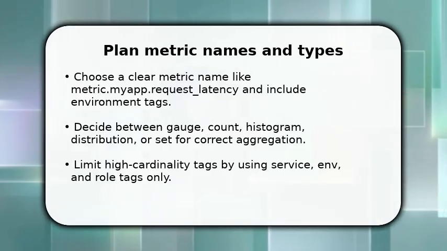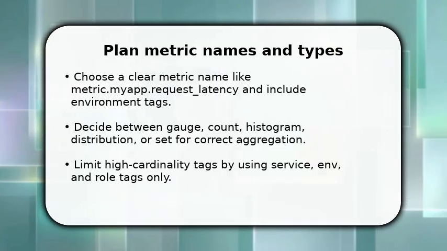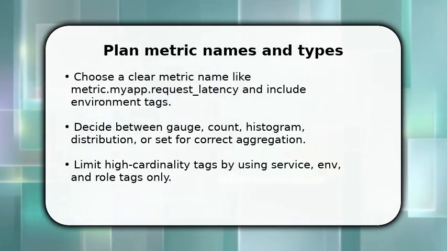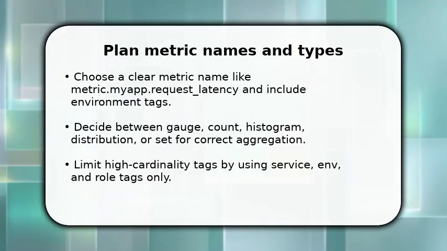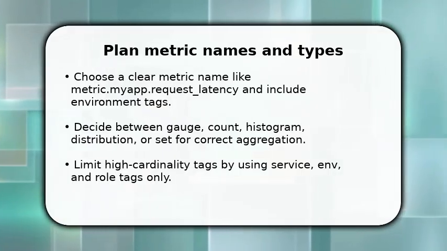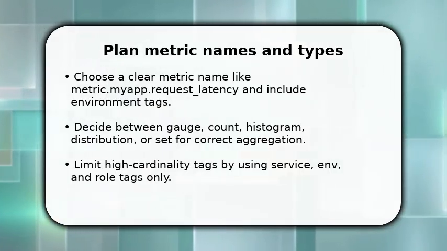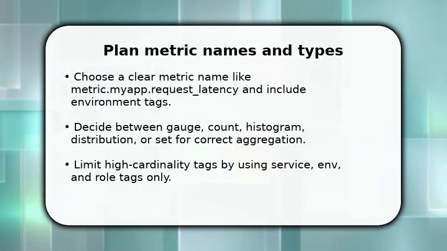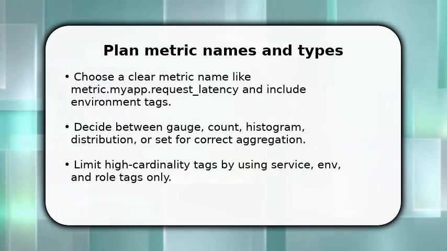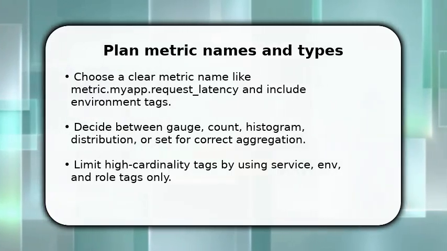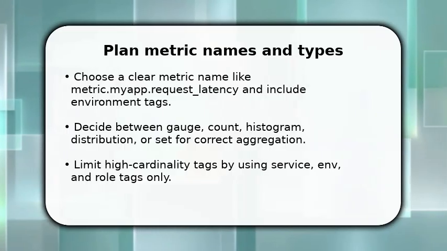Start by planning metric names and types before you send any data. Choose a clear metric name like metric.MyApp.request.latency and include environment tags. Decide between gauge, count, histogram, distribution, or set for correct aggregation. Use semantic prefixes and dot notation for grouping and readability.